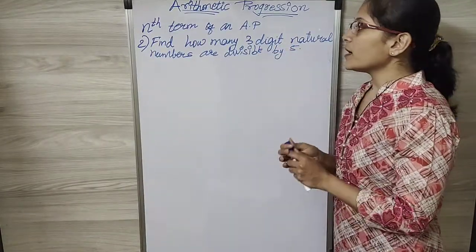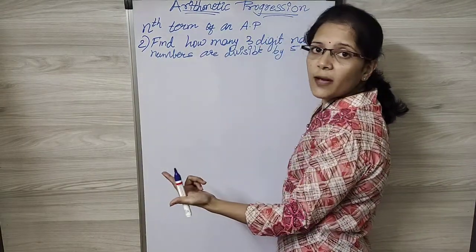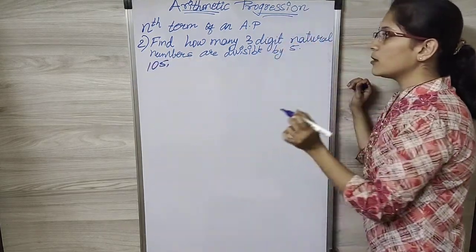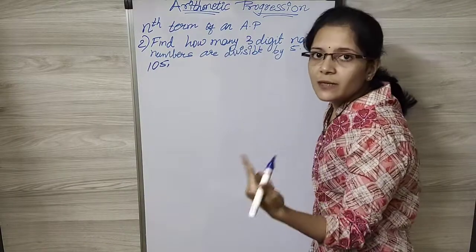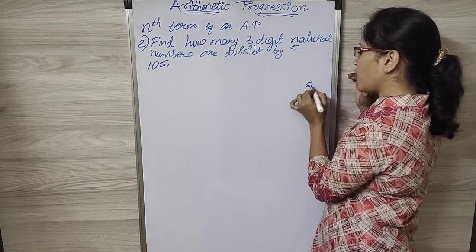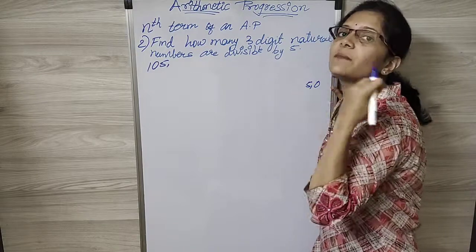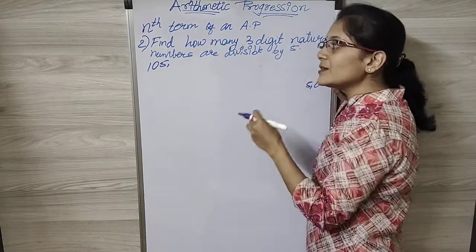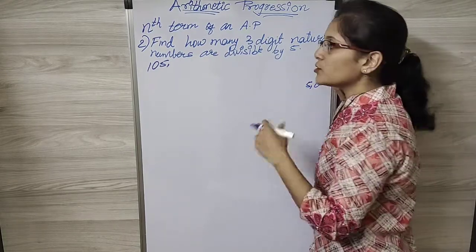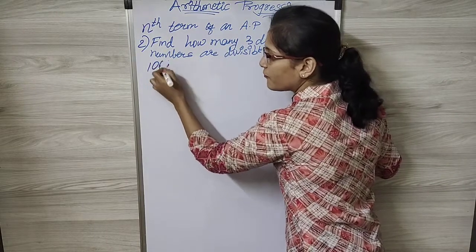So what are 3-digit numbers? The starting 3-digit number is 100. Is 100 divisible by 5? Obviously yes. If you remember, I have given you an idea how to check divisibility: for 5, the last digit at the ones place should be 5 or 0. If 5 or 0 is at the ones place, then the number is divisible by 5. So, how many 3-digit numbers are divisible by 5? Starting from 100, 100 is divisible by 5.